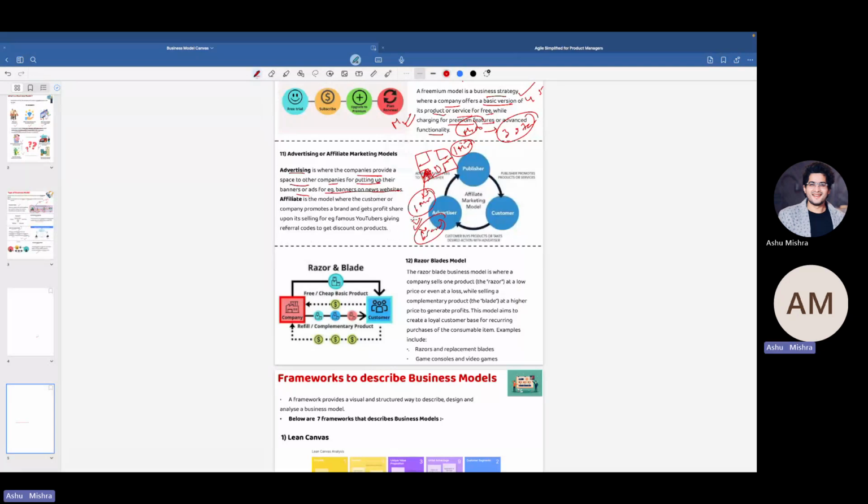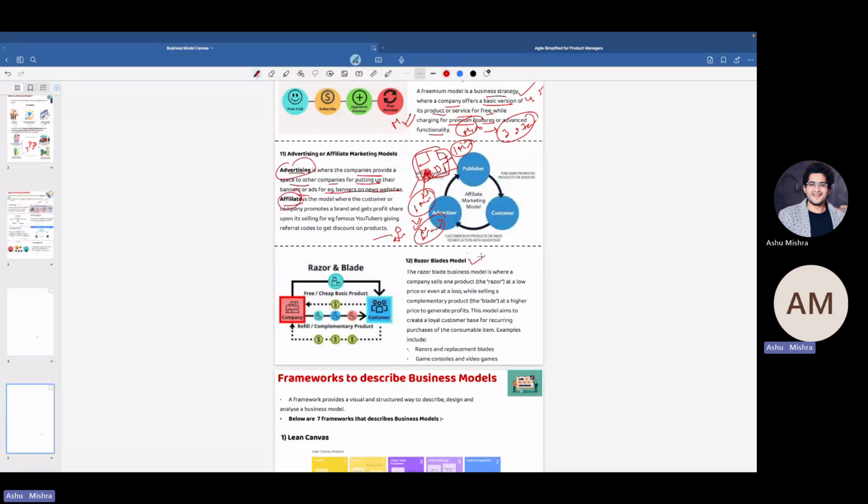Now, when this web page is replaced by a person or an influencer who is propagating or promoting a product or a brand, then it comes under the affiliate model, guys. So this is the difference between the advertising and affiliate model.